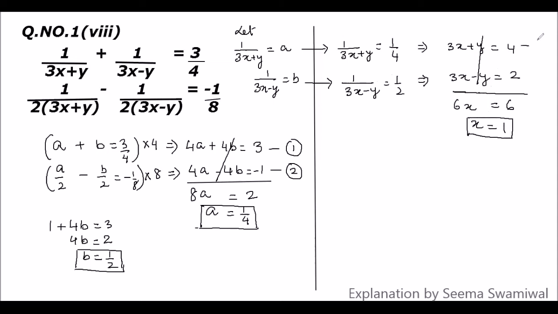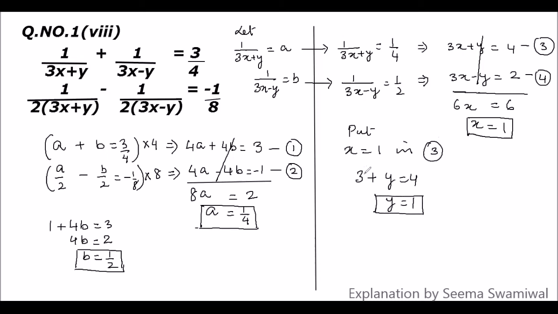Now we will assume this equation as third and this one as fourth. And let's put the value of x is equal to 1 in third. So if you put x is equal to 1 in third equation, it will become 3 plus y is equal to 4. And therefore, you will get that y is also equal to 1. By transposing this 3 this side, y is also equal to 1. Therefore, the answer is 1 and 1.